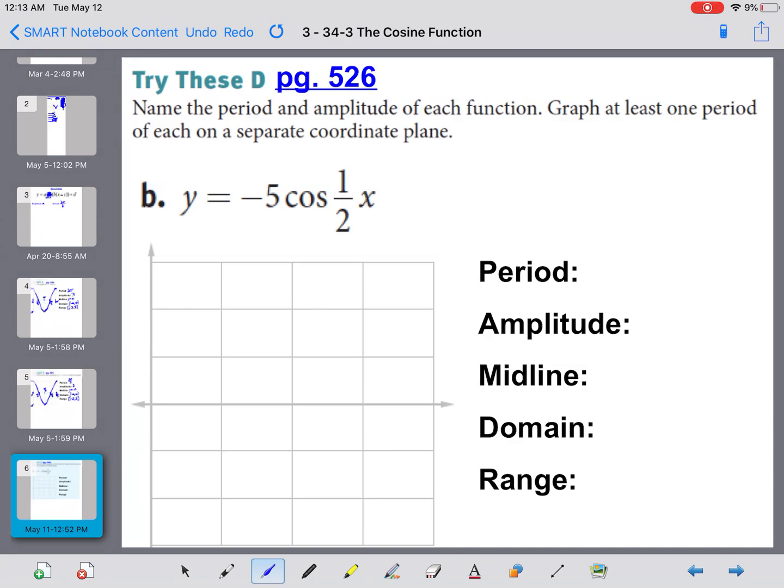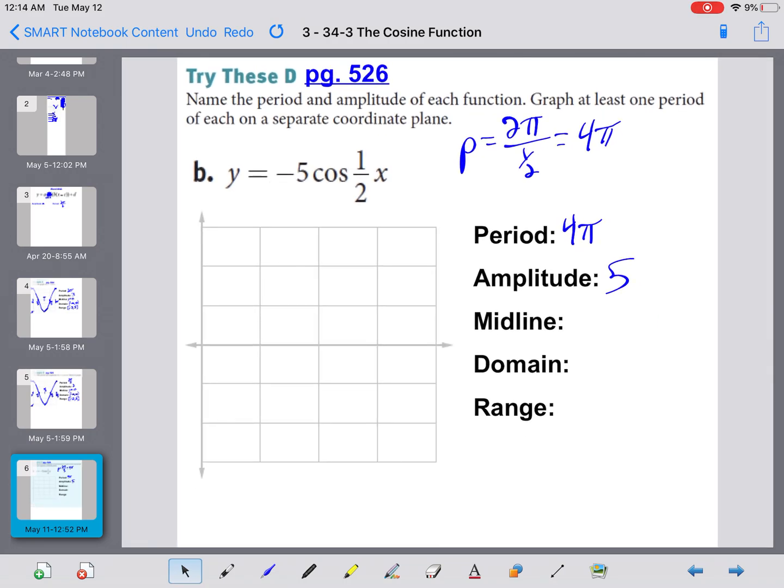Okay, so let's talk about the negative in a second. First, let's find the period. And the period here is 2 pi divided by 1/2. When you multiply by this reciprocal, you get a 4 pi for your period. Amplitude is 5. Now, technically, the amplitude will never be negative because the amplitude is the distance from the midline to the top and the midline to the bottom. Right? We said it's the difference between the high point of the range and low point of the range.